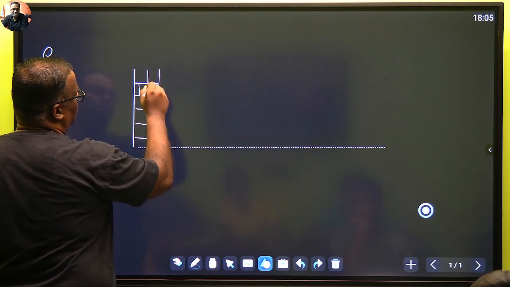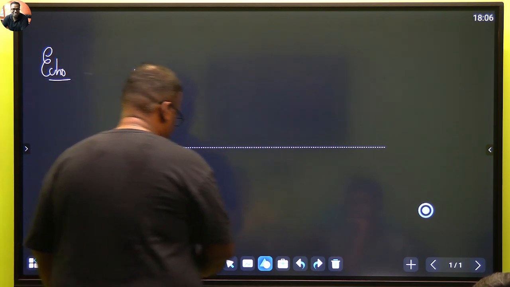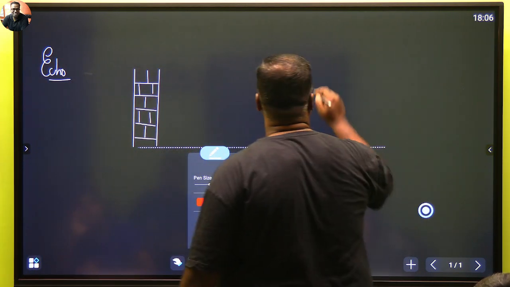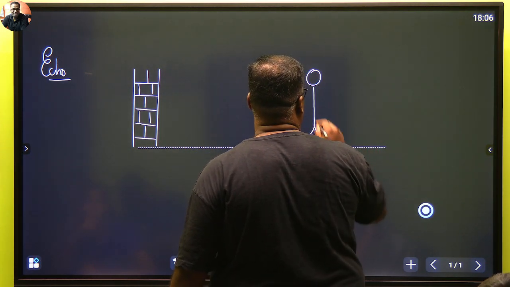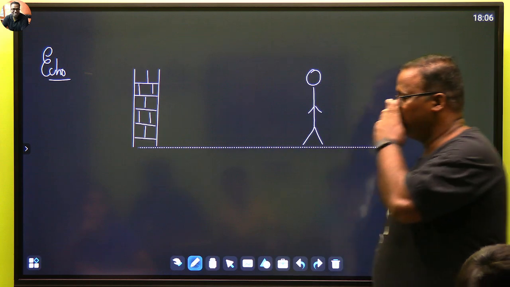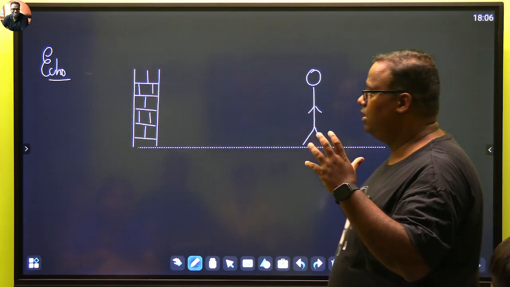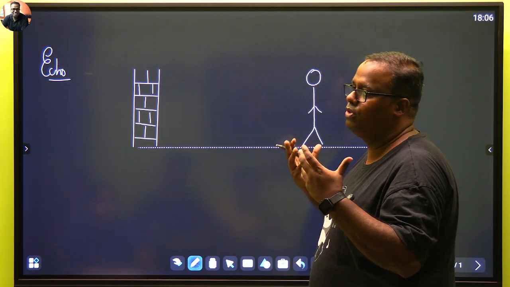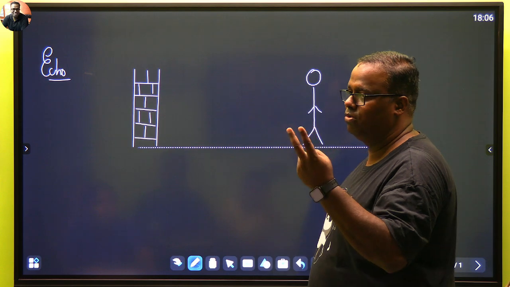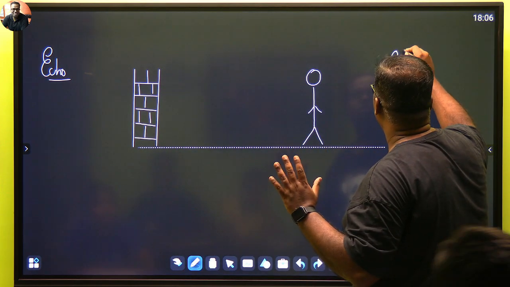This is a wall, right? This is a wall, and you have a person standing out here. पहले echo के calculation को समझिए. What happens in echo? Echo is generated when there is a time difference of 0.1 seconds between two sounds. That you have to first understand. There's a time difference of 0.1 second.